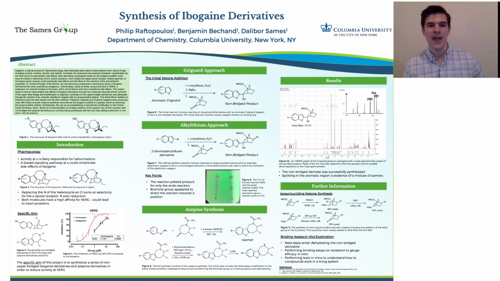When it comes to next steps of this project, obviously the non-bridged derivative has a hydroxy group attached to the isoquinoline core. This can easily be dehydrated if we'd like to do that, which is looking like the direction we're taking. It can easily be dehydrated to leave a double bond to create an alkene in that position. And after that, that compound can be tested in receptor analysis and also in vivo testing. The same can go for the azapine derivatives.